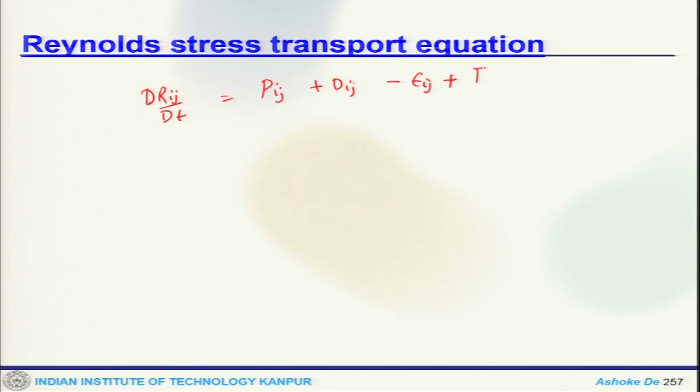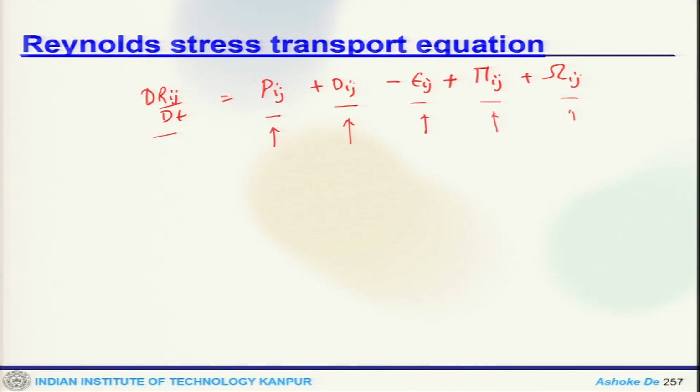Pij plus Dij minus epsilon ij plus phi ij, where this is the rate of change, and this includes rate of change plus transport of Rij. This is production, this is diffusion, this is rate of dissipation. So this is turbulent pressure strain interaction, and this is the rotation. So these are the components which it actually takes into account: production, diffusion, dissipation, pressure strain and the rotation.